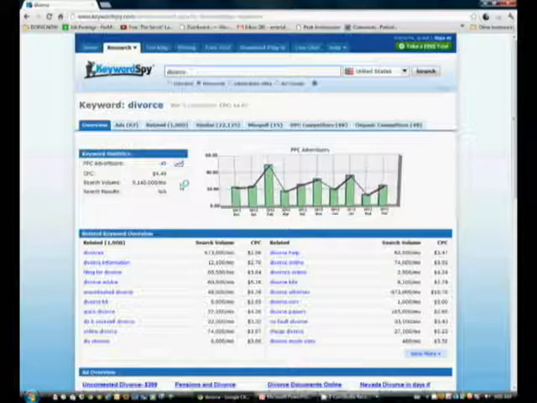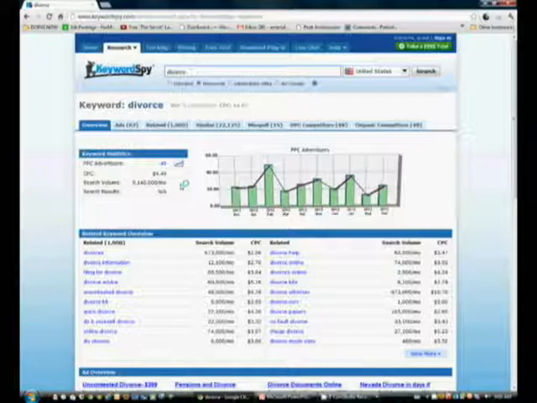So this is a highly competitive keyword, and it's a highly profitable keyword. So again, it's a little bit too broad for her to create a product just on divorce. So let's look down here a little bit at the related keyword overview. So let's explore the next section.